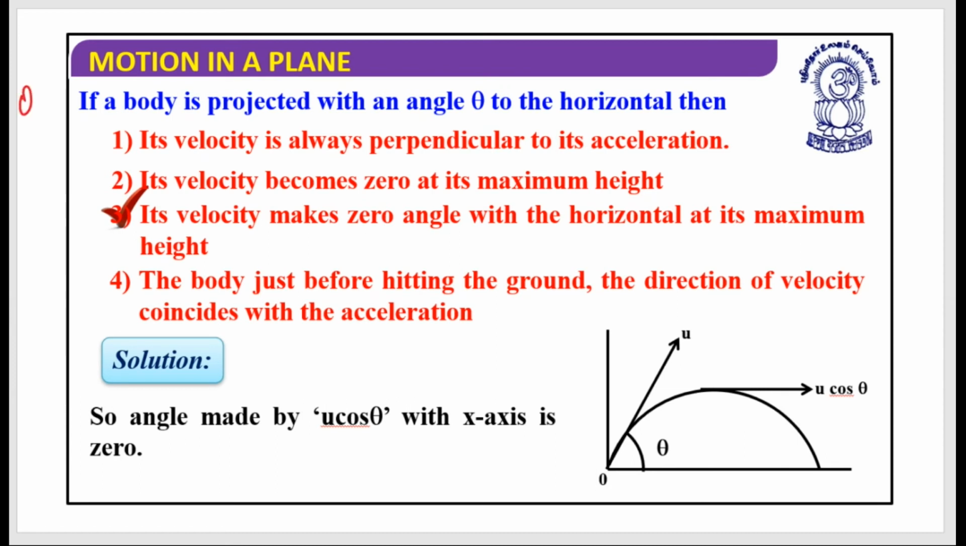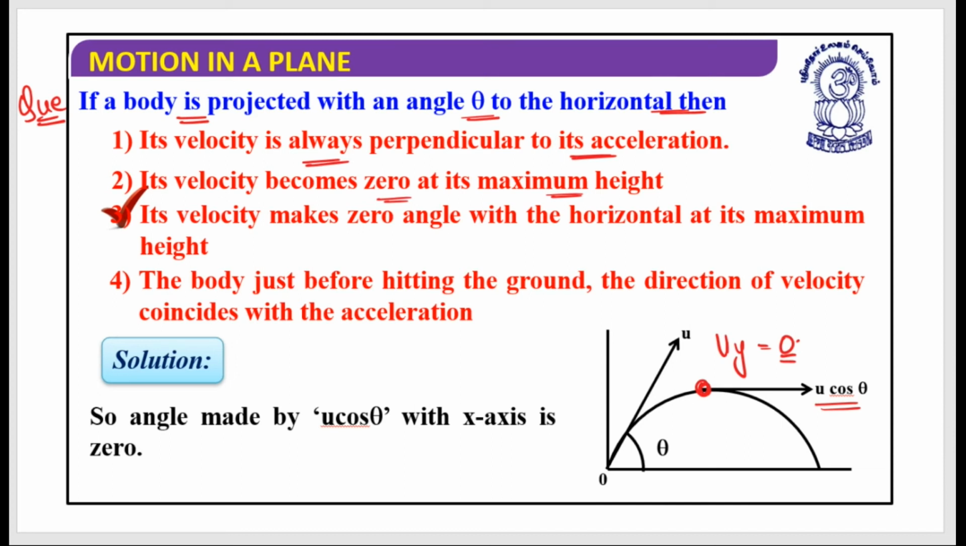According to the question, a body is projected with an angle theta to the horizontal. First, its velocity is always perpendicular to its acceleration. Second, its velocity becomes 0 at maximum height. At maximum height, it is not 0, because it is u cos theta there. At maximum height, only the y component of velocity is 0.